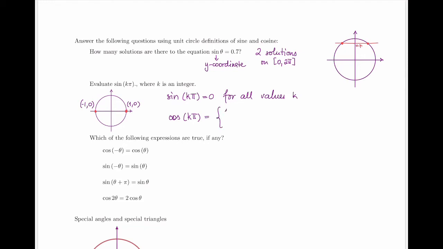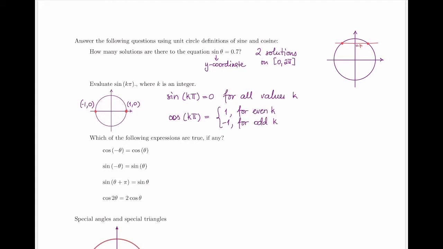It will be 1 if the rotation lands on this point right here, and -1 if it lands on the other one. I can see that we will land here for even values of k, so this will be 0, 2 pi, 4 pi, and so on. So it will be 1 for even k, and we will land on the other side for odd k's, like 1 or 3, and so on. So it will be -1 for odd k values.